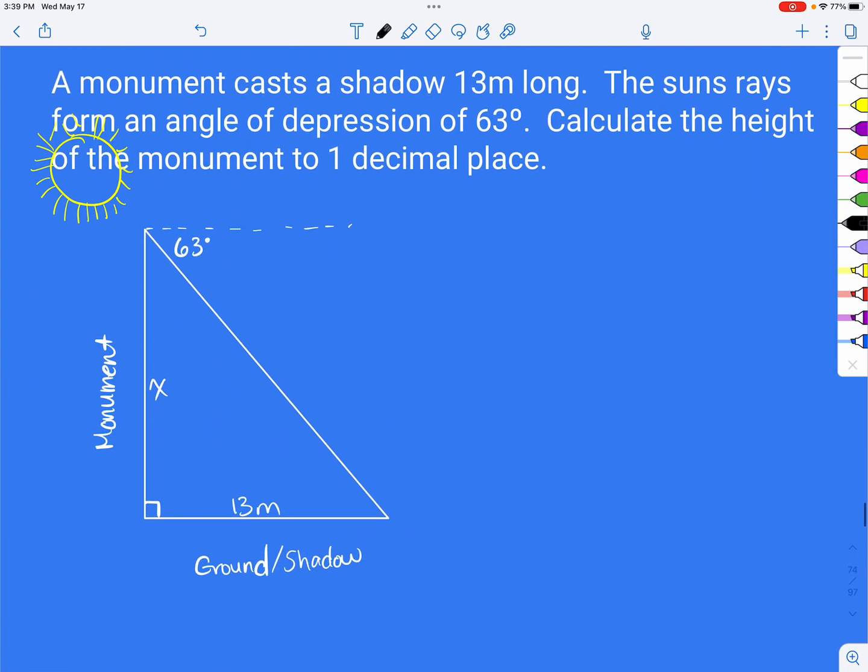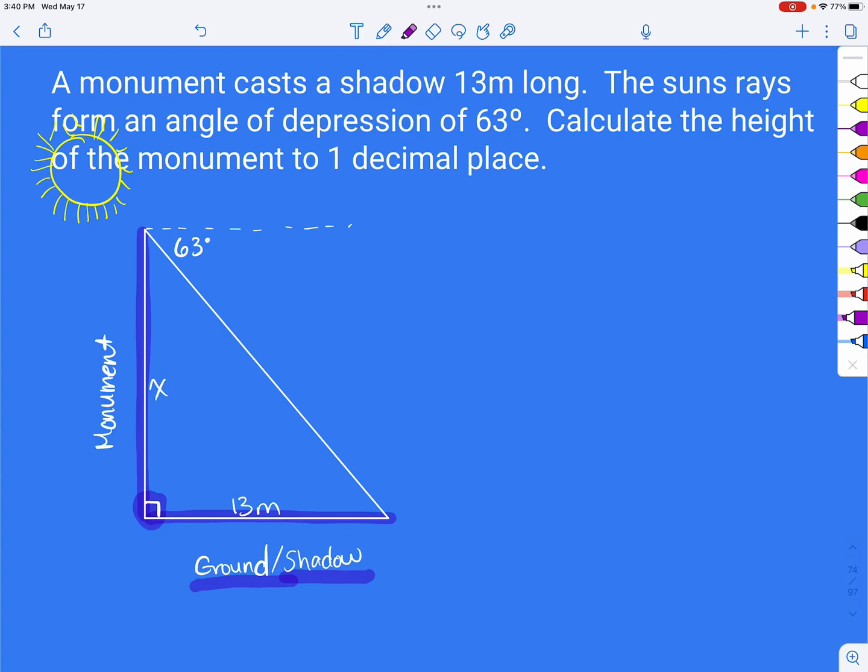Okay, hopefully your diagram looked something like this. You can see that we have a monument, right? The monument is going straight up and down. We will assume that buildings, trees, poles are always built perpendicular to the ground. So they're always built at a 90-degree angle. And so down here is the ground. Common mistake is to put that shadow on the hypotenuse. A shadow only appears on the ground. Okay, so now that you've seen it once, you'll get it right the next time. Okay, but that does trick students the first time they see it.